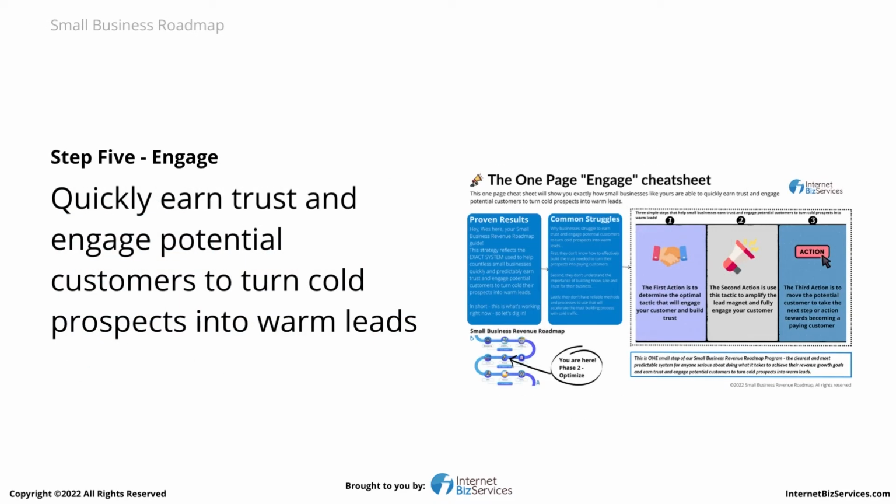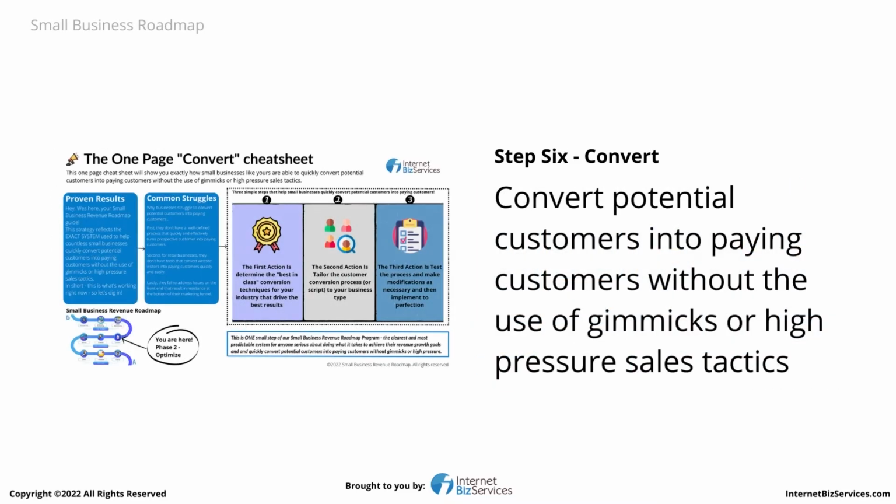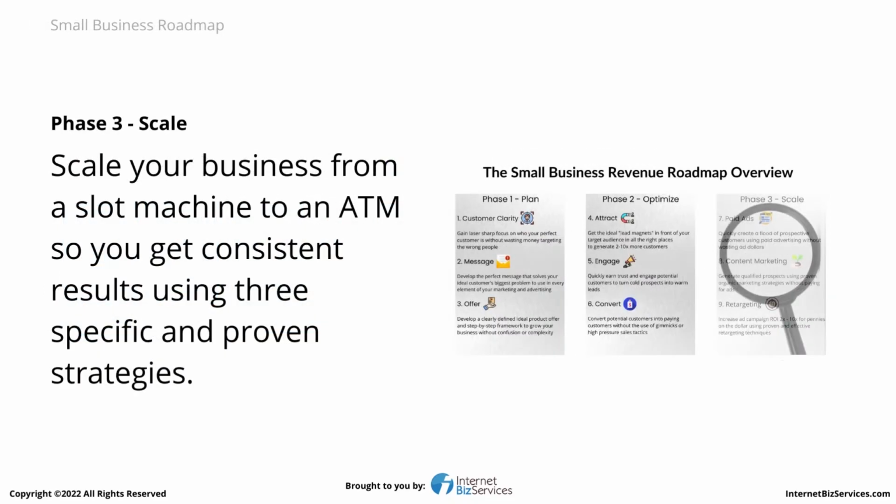The next step is engage. This is where we quickly earn trust and engage potential customers to turn cold prospects into warm leads. The last step of this optimize phase is convert. And this is where we convert potential customers into paying customers without the use of any kind of gimmicks or high pressure sales tactics. The third and final phase is scale.